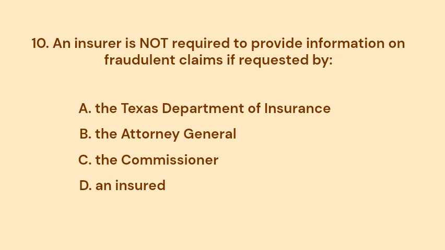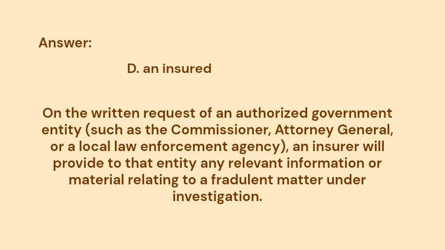10. An insurer is not required to provide information on fraudulent claims if requested by A. The Texas Department of Insurance. B. The Attorney General. C. The Commissioner. D. An insured. Answer: D. An insured. On the written request of an authorized government entity, such as the Commissioner, Attorney General, or a local law enforcement agency, an insurer will provide to that entity any relevant information or material relating to a fraudulent matter under investigation.